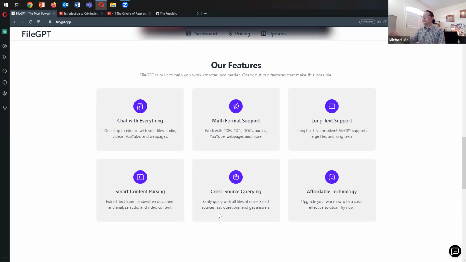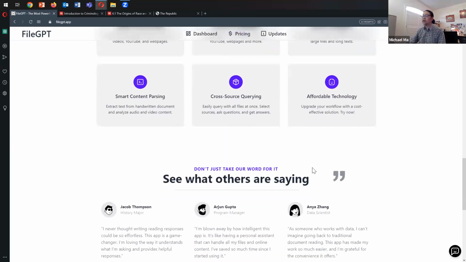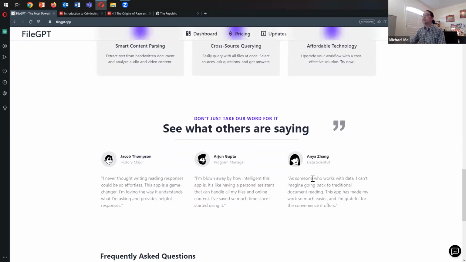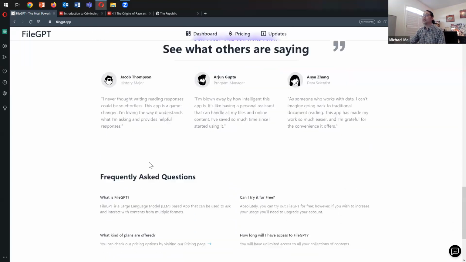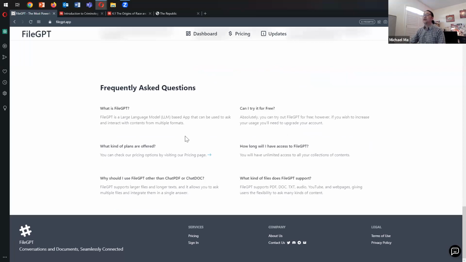And then it says it's an affordable solution. Okay, so what is it? And then it has a bunch of people here, 3 people, a data scientist, a manager, and a history major saying it's good. Frequently asked questions. Yes, it's a large language model. Is it free?